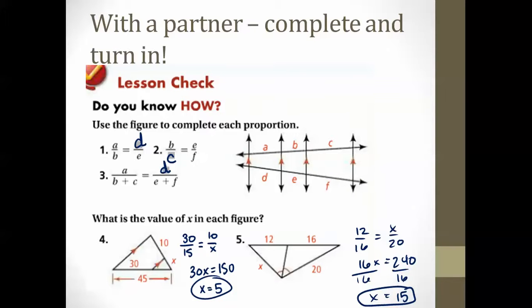Number 5, this is the triangle angle bisector theorem. 12 over 16 equals x over 20. Cross multiply, and x equals 15.